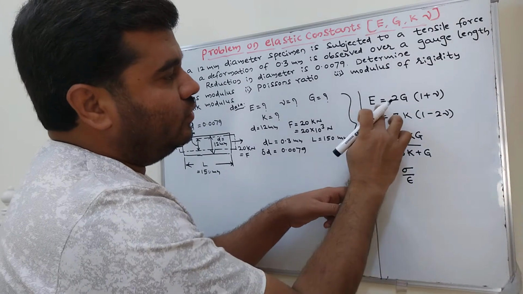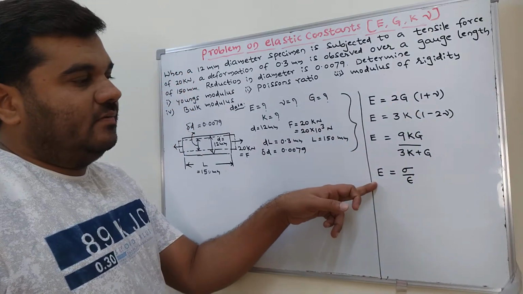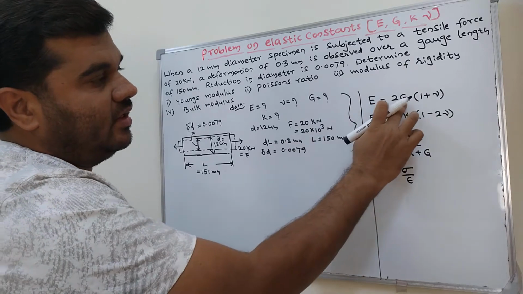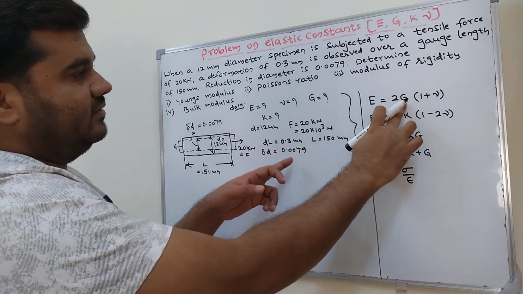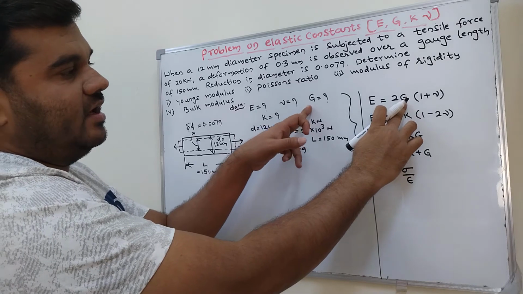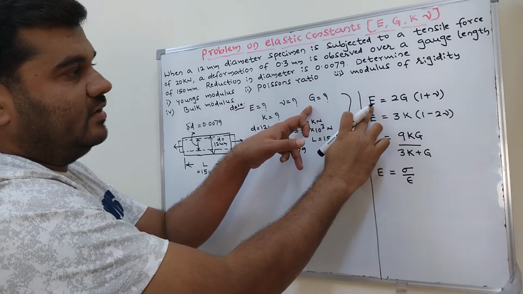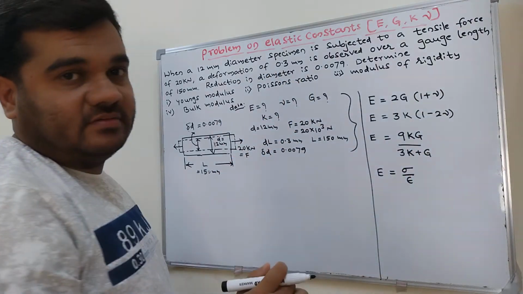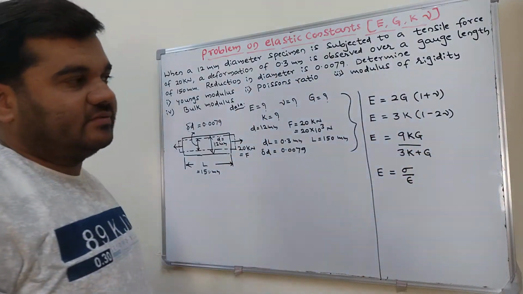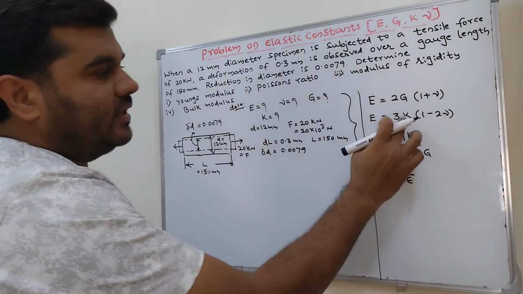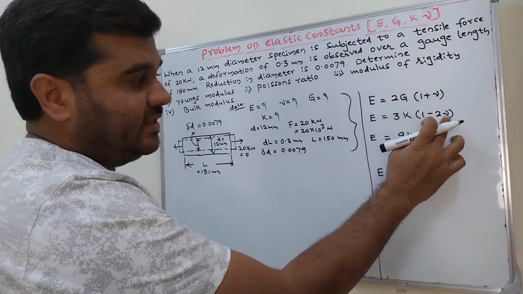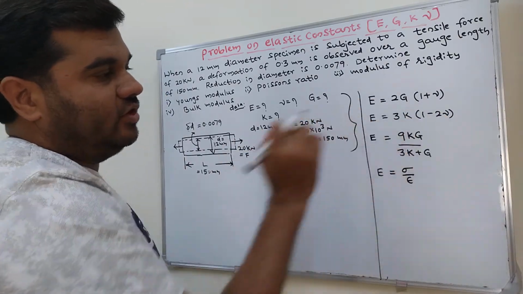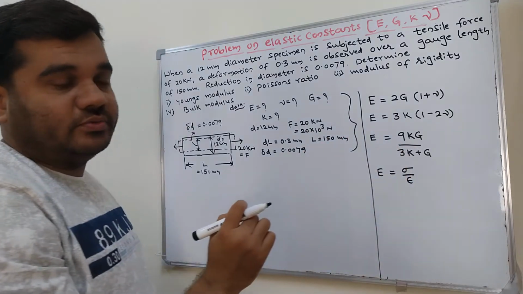We can use E equal to 2G into 1 plus nu. Suppose if I use this equation, I don't know the modulus of rigidity, because we need to find out modulus of rigidity. I don't know Young's modulus, and I don't know Poisson's ratio. These are all three unknowns here, so I cannot use the first equation. Here also, K, I don't know bulk modulus, I don't know the Poisson's ratio, and I don't know the Young's modulus. This also we cannot use. Even the third equation I cannot use.